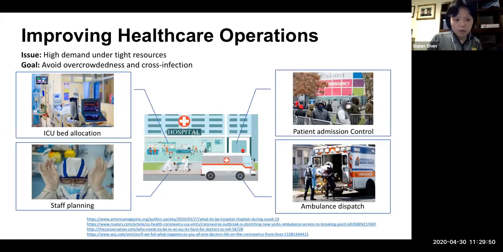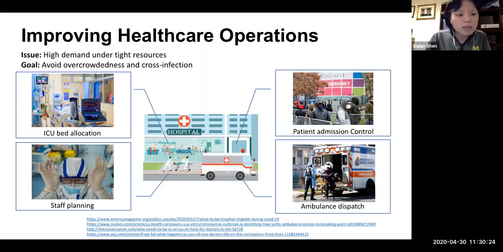So I can show you some problems that ORIE people have been thinking about in terms of healthcare operations management. The issue here, for COVID-19 specifically, is the high demand we have under very tight resources in a very short amount of time. So it's a big peak that you see in the demand for health systems facility resources. And the goal here also is how can we avoid overcrowdedness and cross-infections?